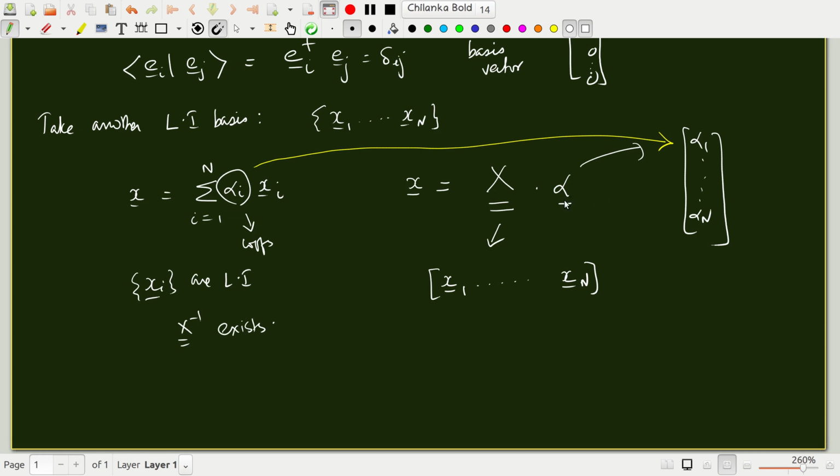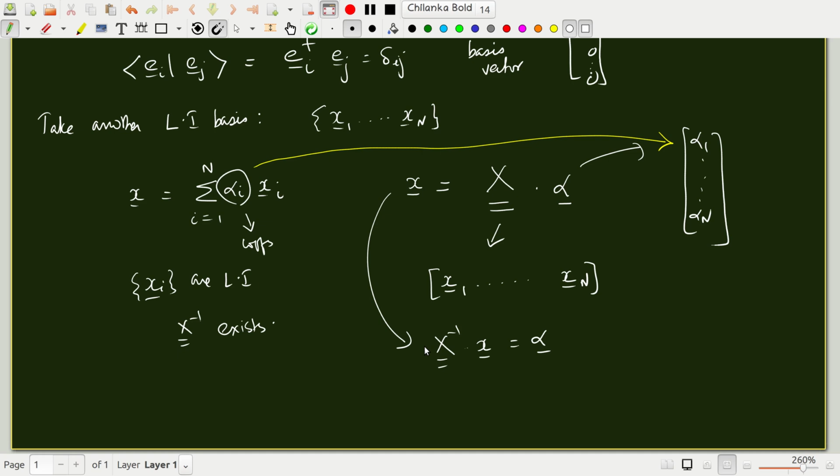Therefore, if I ask the question, how do I find the coefficients alpha of the vector x in a given basis? You have to take the inversion. You multiply X inverse times x, that becomes alpha. This is the usual way of finding the coefficients of expansion in a given, not necessarily orthogonal, basis.